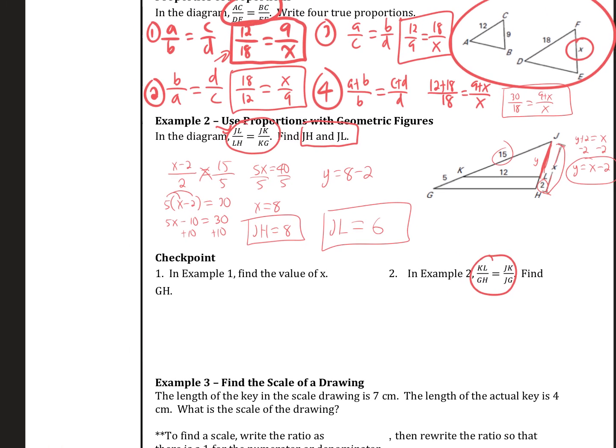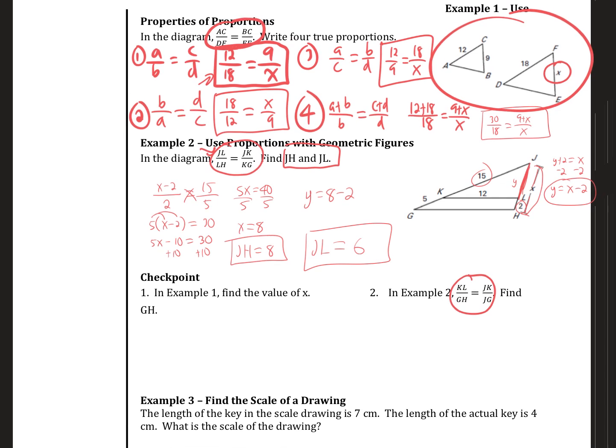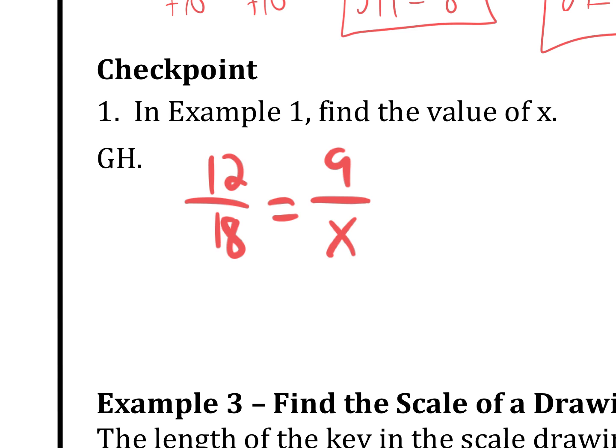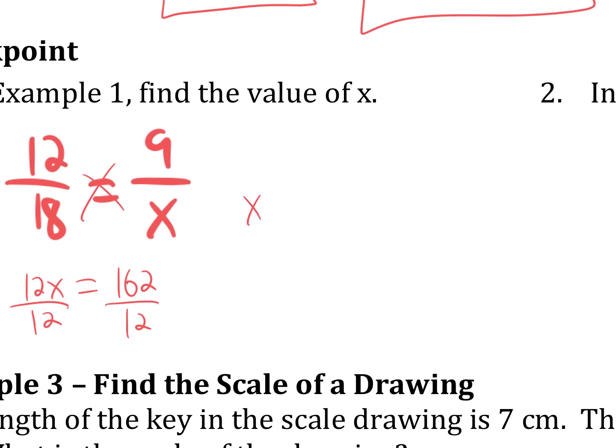Okay, for example 1 we can just use the original proportion, which was 12 over 18 equals 9 over x. So we're just solving this proportion. How do we do that? We cross multiply, so 12 times x is 12x. 18 times 9 is 162. Divide by 12, and we get x equals 13.5. It's kind of weird that it's a decimal, but that is the answer.